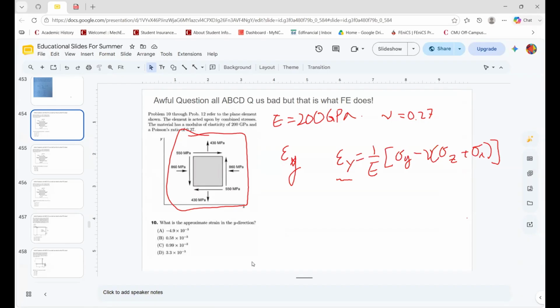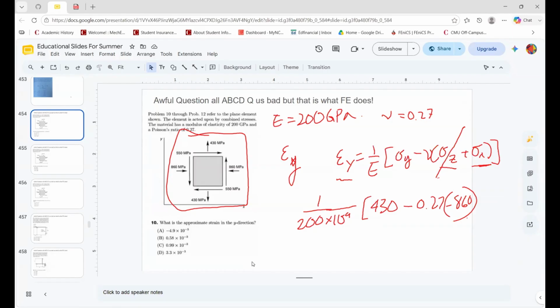So let us do 1 over 200 times 10 to the 9, multiplied by sigma y, which is 430 megapascals, minus 0.27 parentheses, whatever. We have no z, right? So we get rid of that. And we only have sigma y, which is negative 860, and we're done.